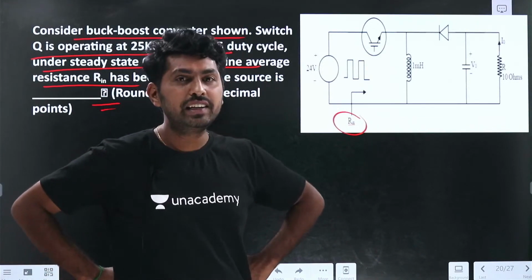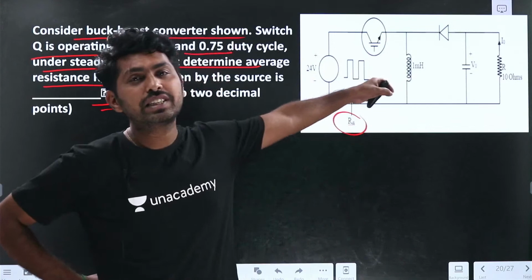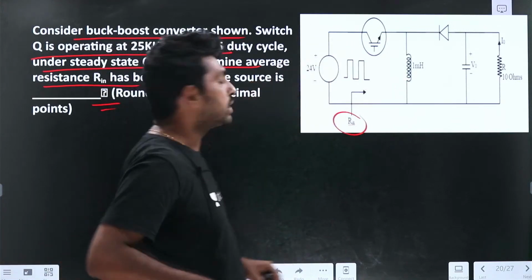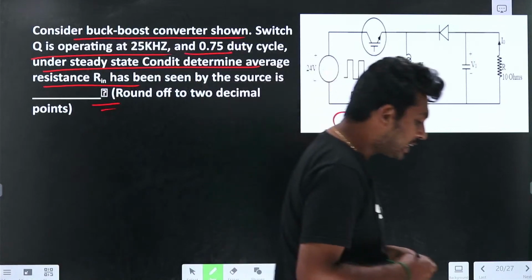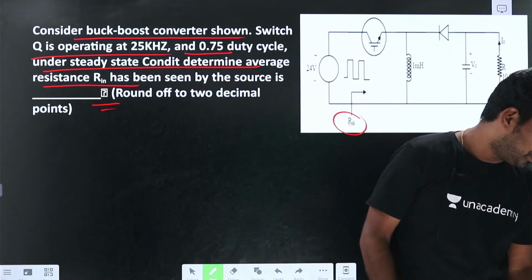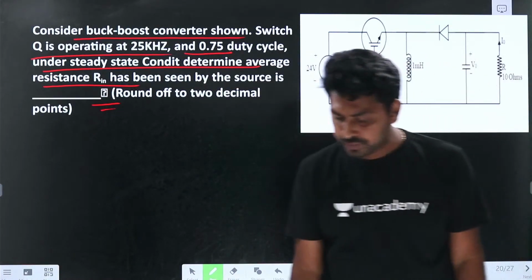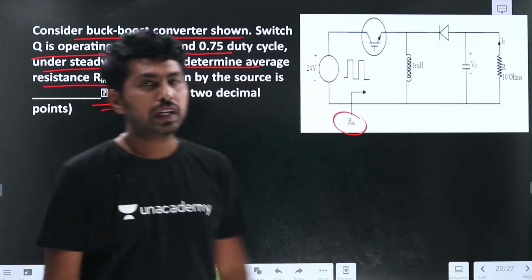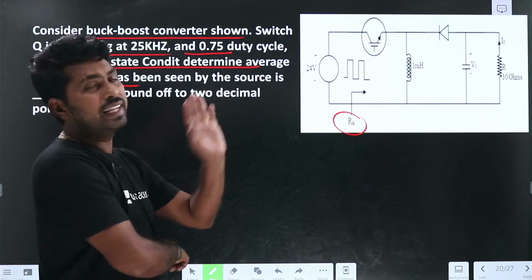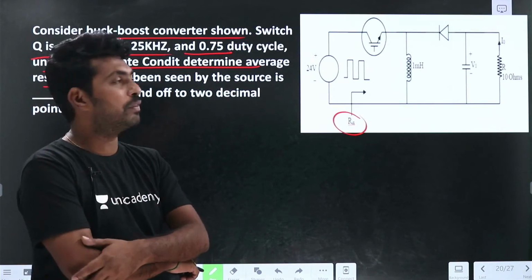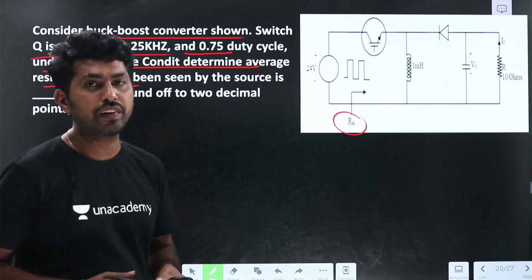How can I find it? Finding the input resistance is as simple as this: if you know the DC transformer model, the DC transformer equivalent circuit, it will be very easy to find the input resistance. Let us see how.